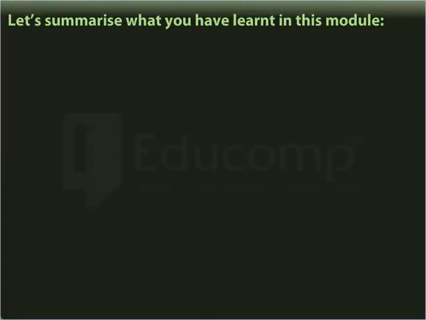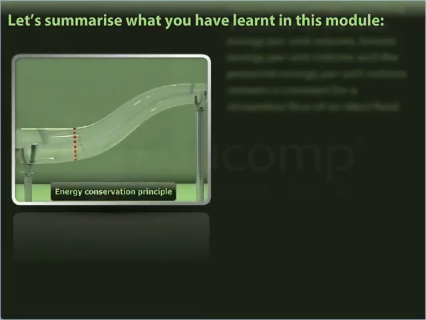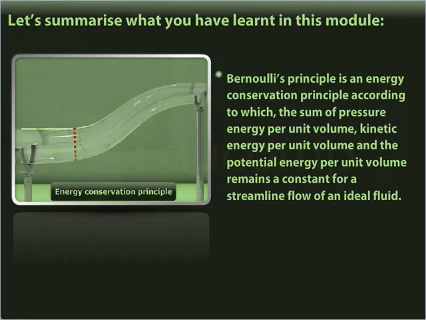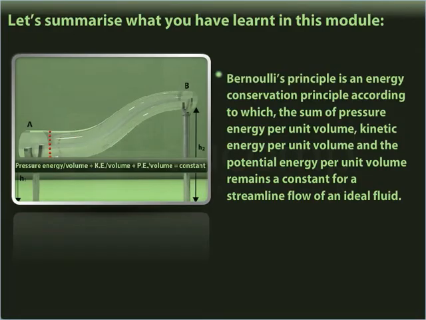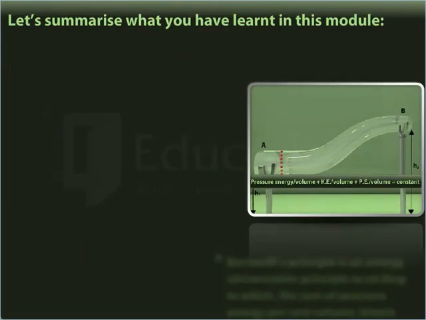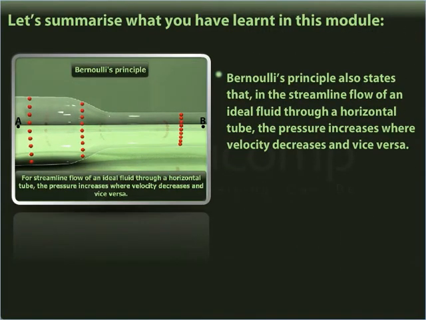Let's summarize what you have learned in this module. Bernoulli's principle is an energy conservation principle according to which the sum of pressure energy per unit volume, kinetic energy per unit volume, and the potential energy per unit volume remains a constant for a streamlined flow of an ideal fluid. Bernoulli's principle also states that in the streamlined flow of an ideal fluid through a horizontal tube, the pressure increases where velocity decreases and vice versa.